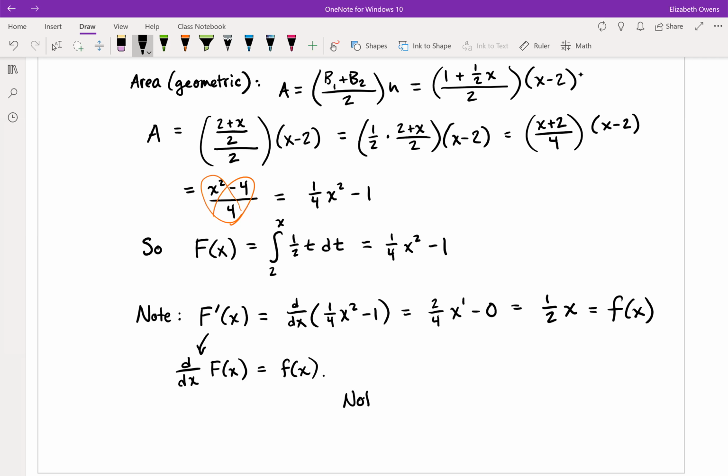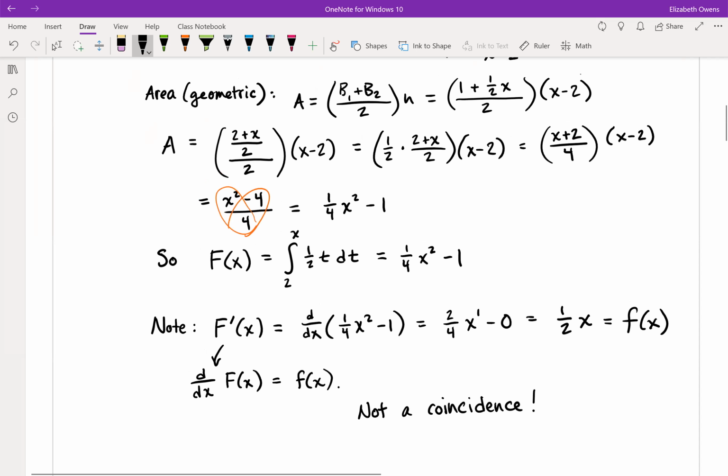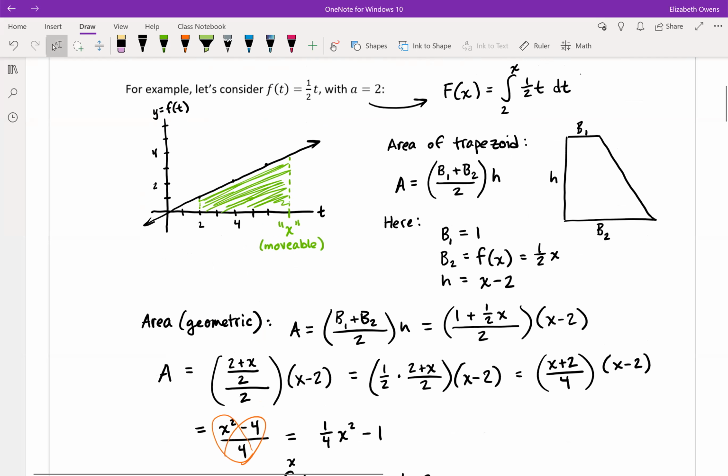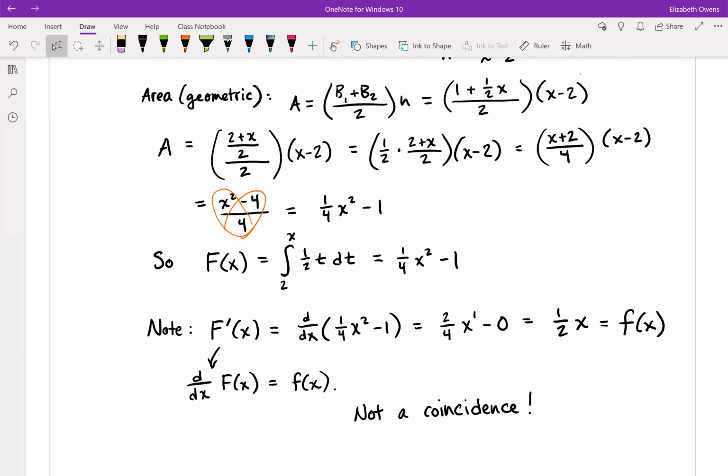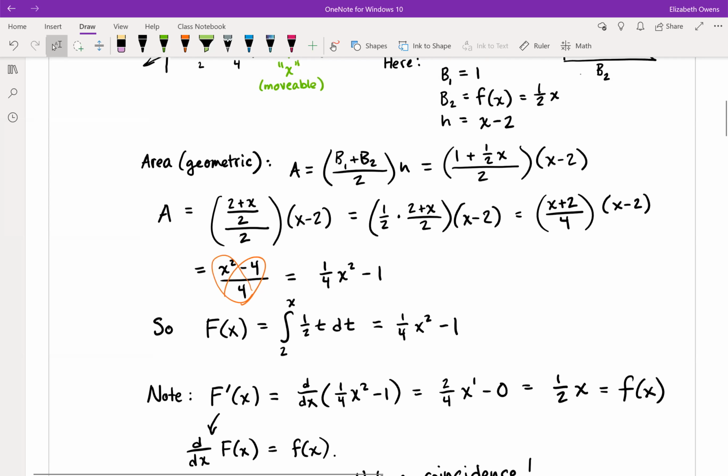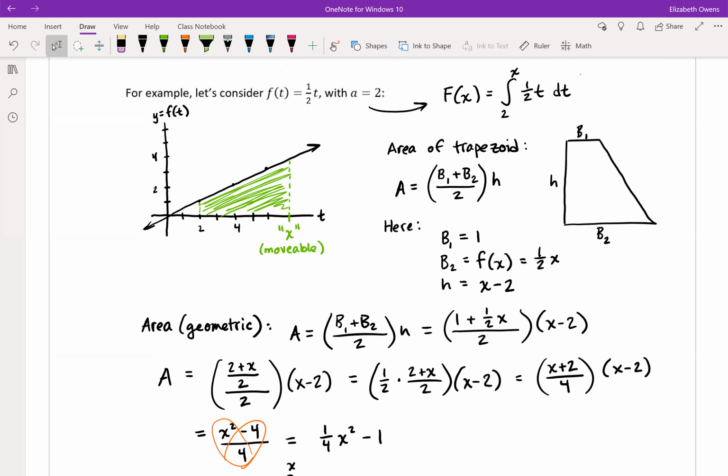This is not a coincidence. Nope. So this will work for a lot more functions than what we just saw. It's not just something unique to f of t equals 1/2 t. So, kind of interesting. Okay, so we'll reveal what's going on here in the next video.